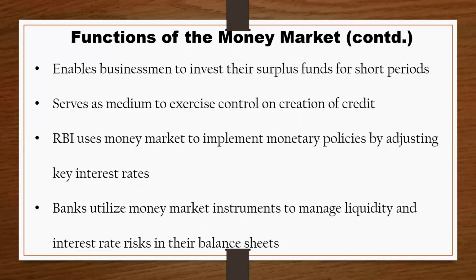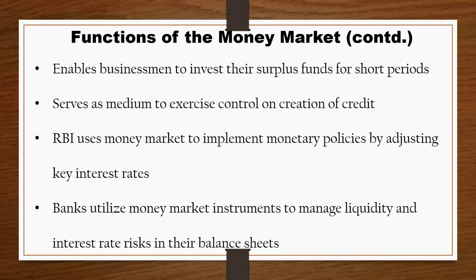The next function is it enables businessmen to invest their surplus funds for short periods. It also serves as a medium through which the central bank of the country exercises control on the creation of credit. That is, if the central bank wants to control credit, the first impact will be on the money market itself. So it is through the money market that the impact is then transferred to the various segments of the economy.